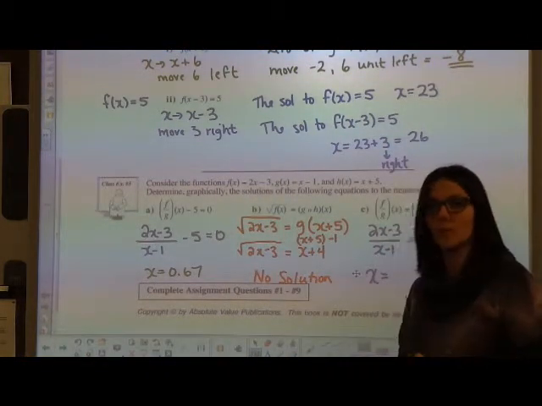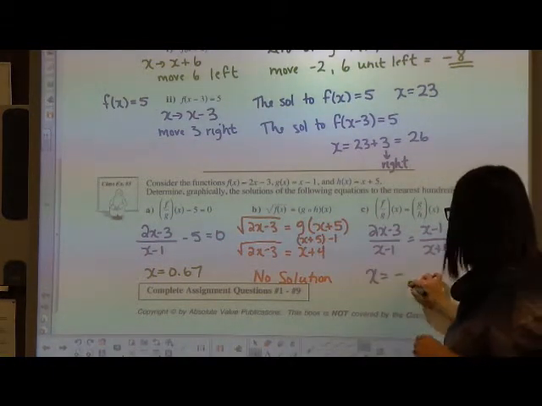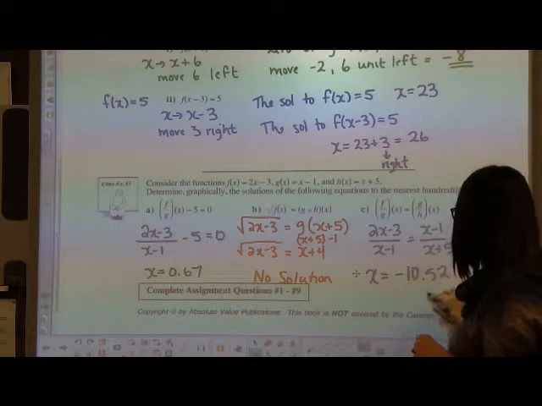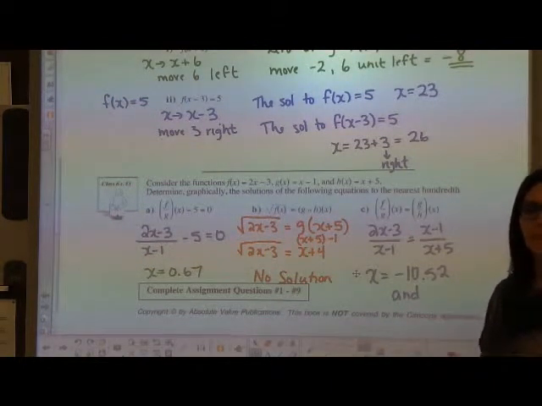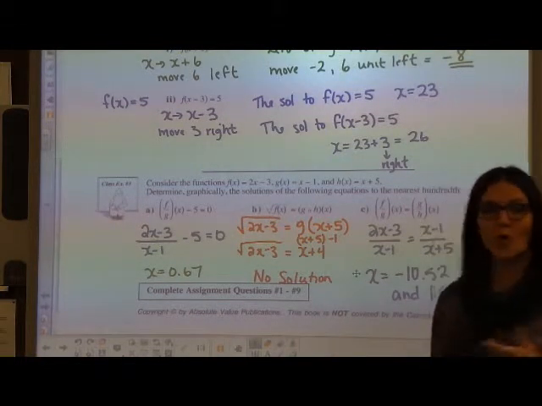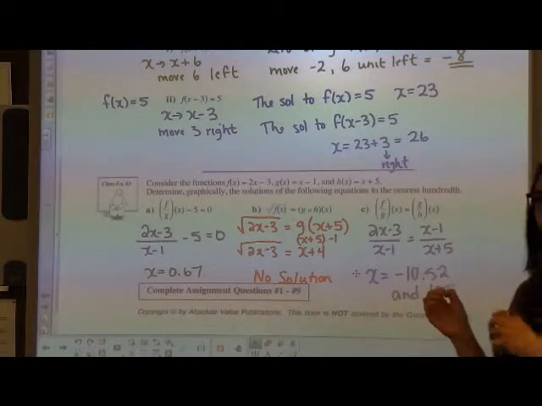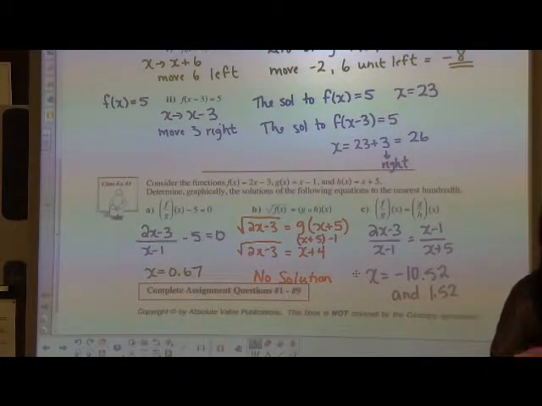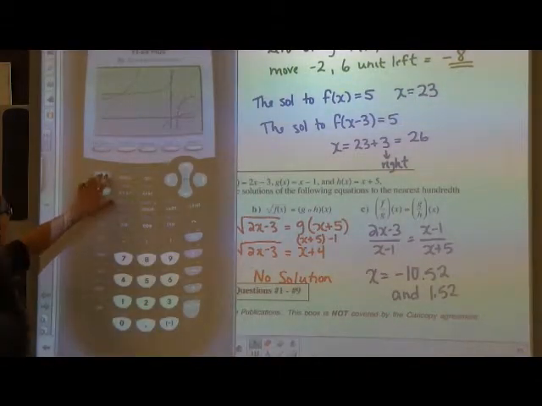What can x equal? -10.52. And what else? 1.52. Okay. The 1.52 is the one that you'd probably see. The -10.52, you need to look at the characteristics of the graph and whether or not it is going to possibly intersect. And I can use my table of values as well to help me with that.